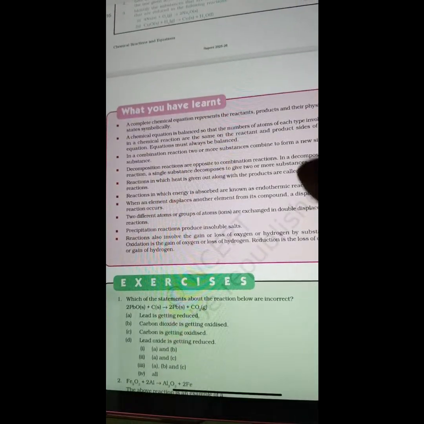So let's begin with a summary of this Chapter 1 of Grade 10 Science NCERT. A complete chemical equation represents the reactants, products, and their physical state symbolically. A chemical equation is balanced so that the number of atoms of each type involved in a chemical reaction are the same on the reactant and the product sides of the equation. Equations must always be balanced.